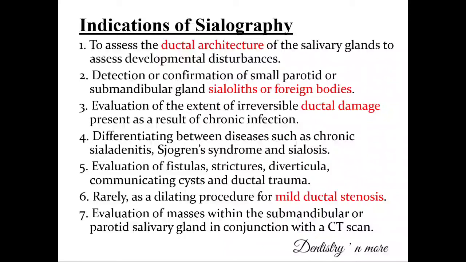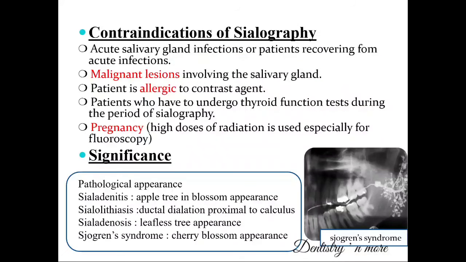Then to evaluate fistulas, strictures, diverticula, communicating cysts, and ductal trauma. Also, while dilating, you can detect mild ductal stenosis, and also evaluate any masses within the salivary glands, such as the submandibular and parotid glands, in conjunction with the CT scan.